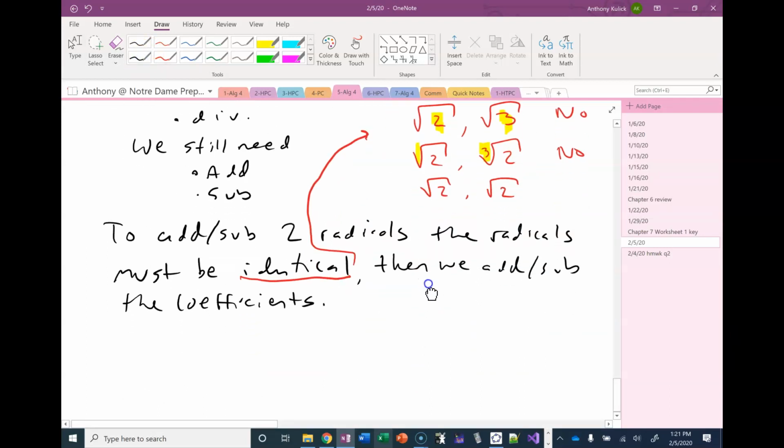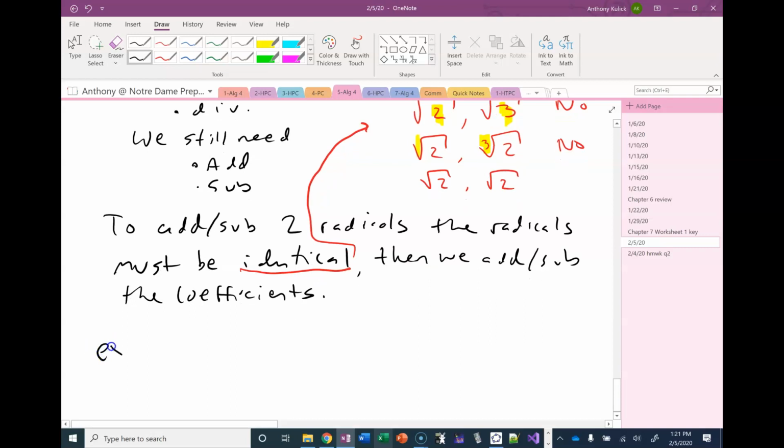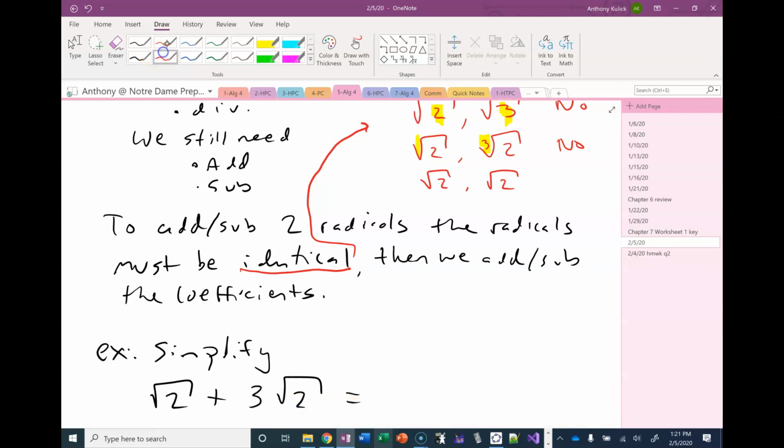Okay, so let's do some addition and subtraction examples then. What if I have the square root of 2 plus 3 square roots of 2? When we do this, the only thing that changes is the coefficient. So I have 1 square root of 2 plus 3 square roots of 2 gives me 4 square roots of 2.